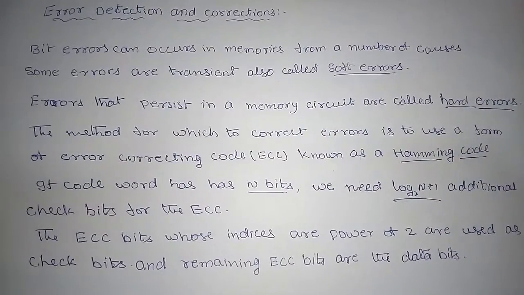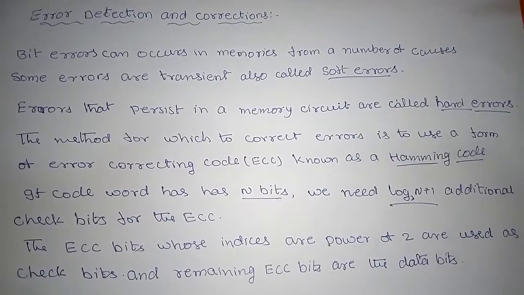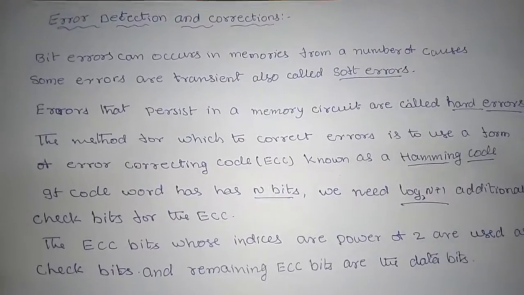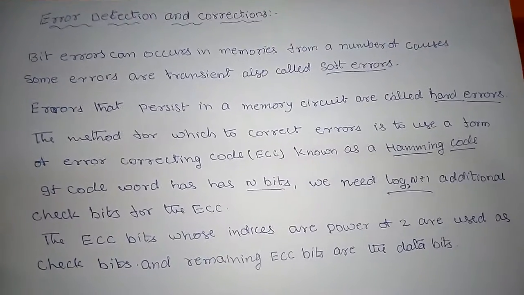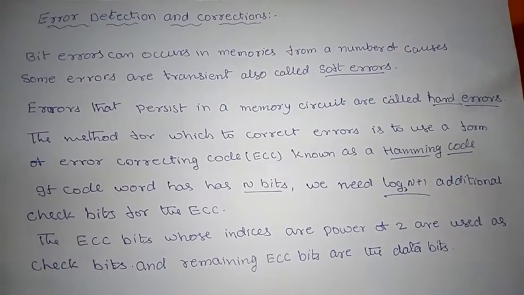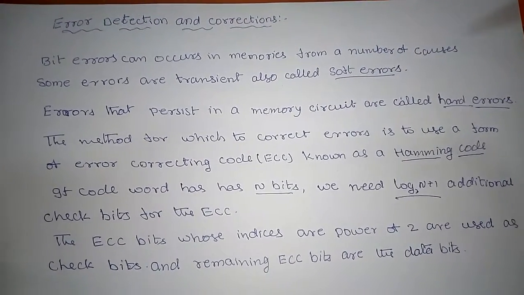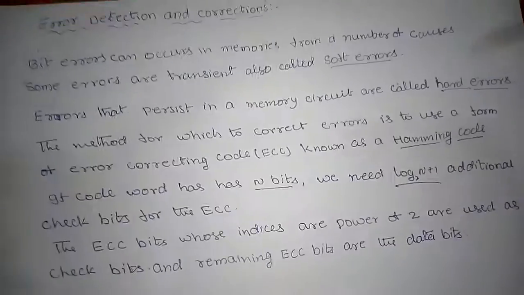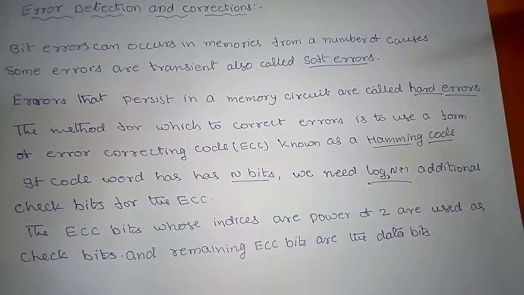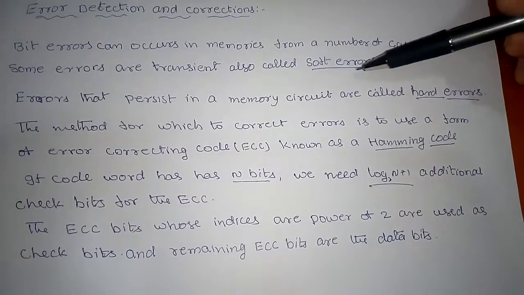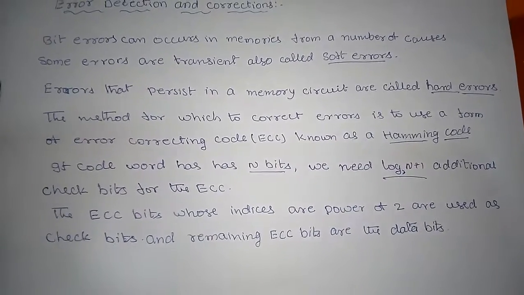Error detection and correction. Whatever data is stored in the memory may or may not be correct, and based on that we decide and make corrections. For this, we will be correcting and detecting two types of errors: one is called a soft error, another one is a hard error.